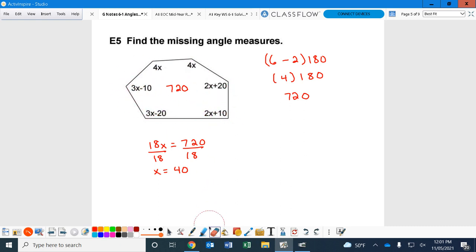You've got to actually go through and plug it back into all of them. So when you go to plug it back into all of them, the first one is 4 times 40, which would be 160. The second one is the same, so it's just going to be 160. The third one is going to be 2 times 40 plus 20. That's going to be 80 plus 20, which is going to be 100 for the third one.